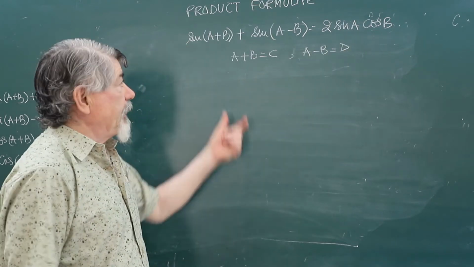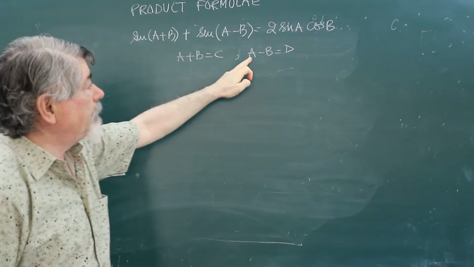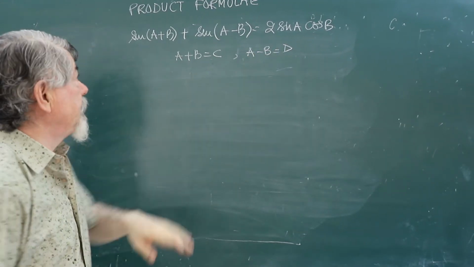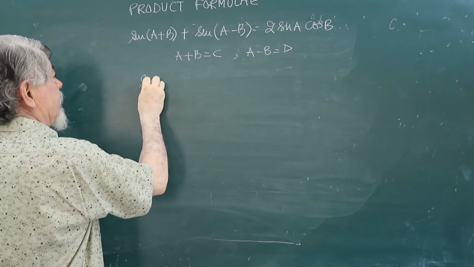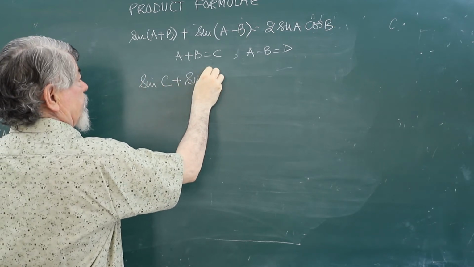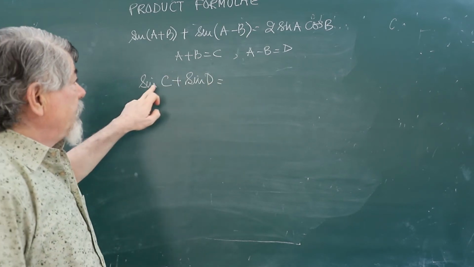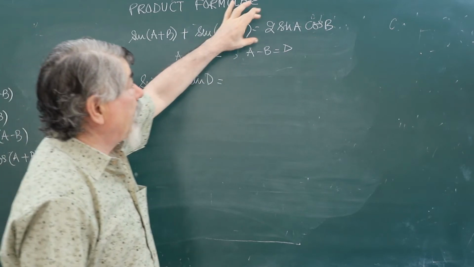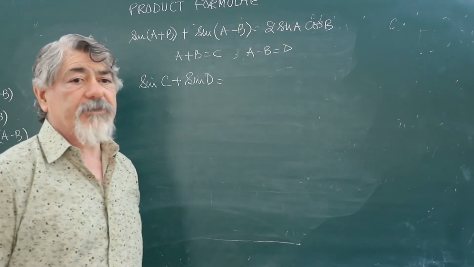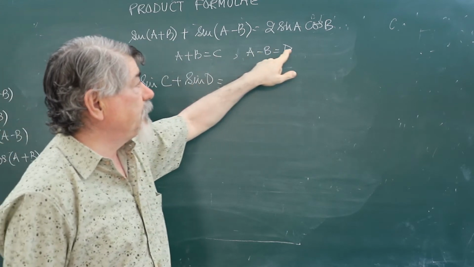I will replace A plus B with the letter C, and A minus B I will replace with the letter D. So it will become sin C plus sin D. Now I have to change them also in terms of C and D. A plus B is equal to C, A minus B is equal to D.